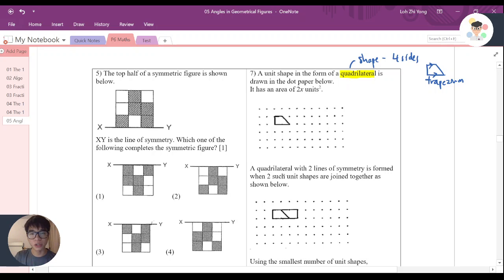Now let's continue to read the question. A quadrilateral with 2 lines of symmetry is formed when 2 such unit shapes are joined together as shown below. Means that now, this is a shape like this. Now, they also have another one, but they turn it, and it attaches to it. Now, it becomes a quadrilateral with 2 lines of symmetry. And we know this is what? It's basically a rectangle, right? And a rectangle has 2 lines of symmetry.